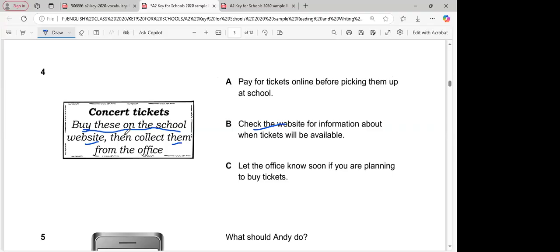That means after that only you can collect it from the office. First you have to buy online. Probably you have to order online, pay by card or something, and keep the order. The hard copies or the tickets can be collected from the office. So before picking them up at school, pay online. This is the answer. Okay, Linaya?